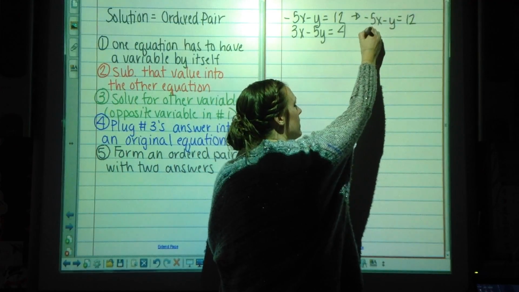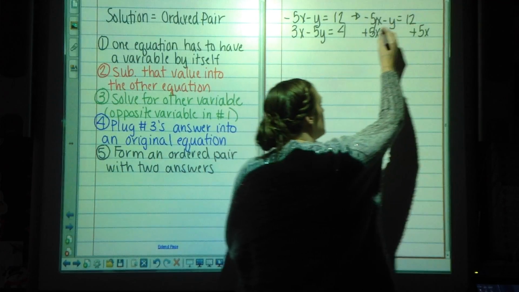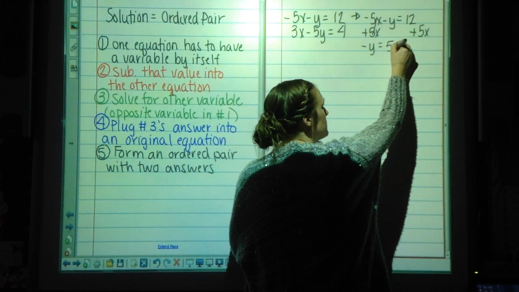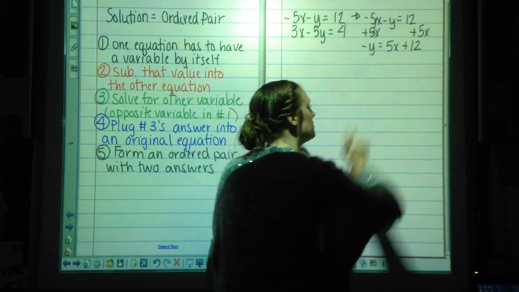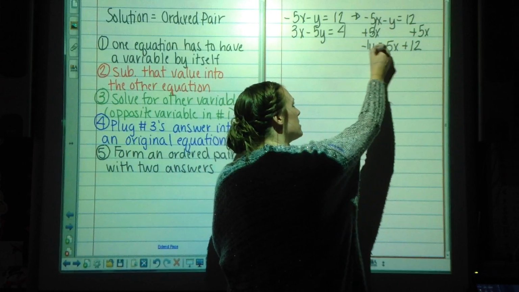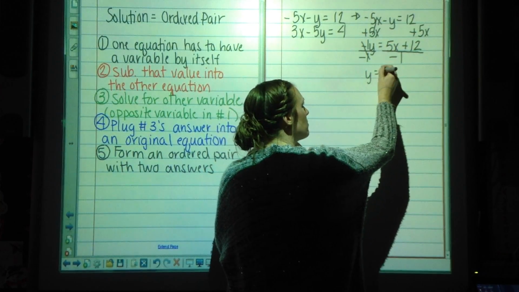So I'm going to bring the 5x over. I'm going to put the 5x first and the 12 second. Y is not by itself. There's a negative 1 in front of it, so I'm going to divide. I have to divide both terms by negative 1.